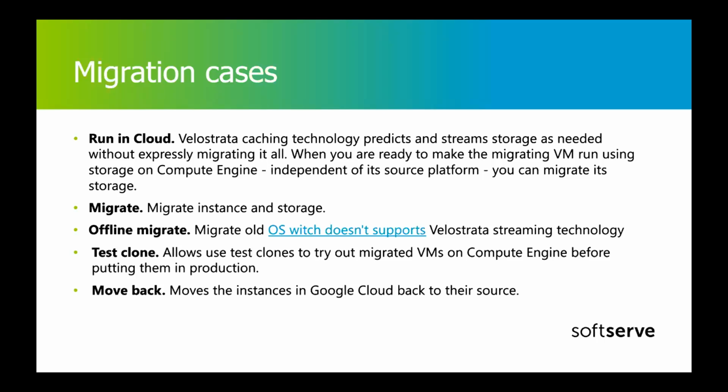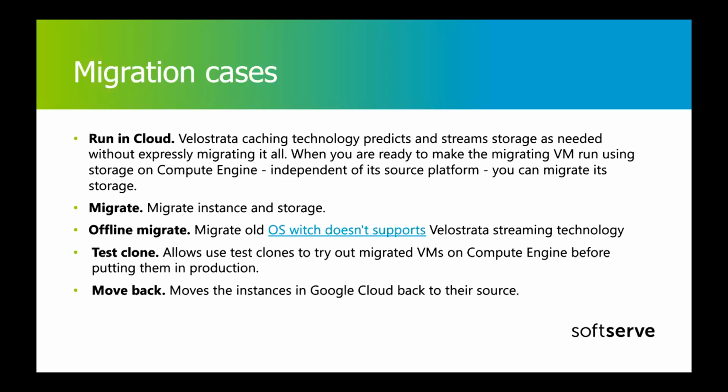You need to copy storage before and after that do offline migration. And another case is test clone. It's similar to running cloud, but the difference is that test clone won't affect your on-premise instance. At on-premise, the instance still keeps up and running, and Velostrata just creates a snapshot and runs it on the GCP side.